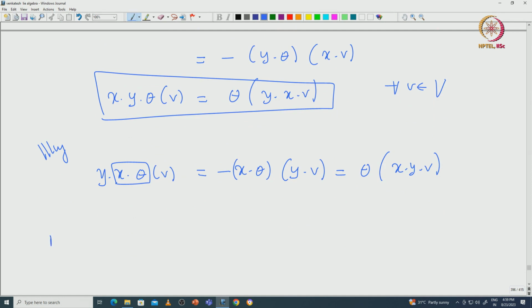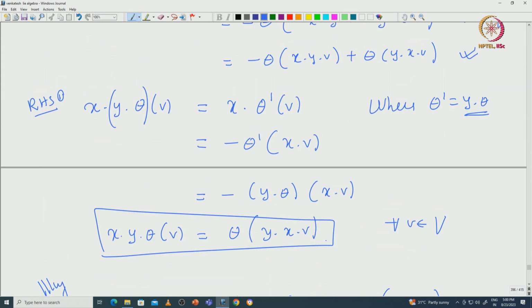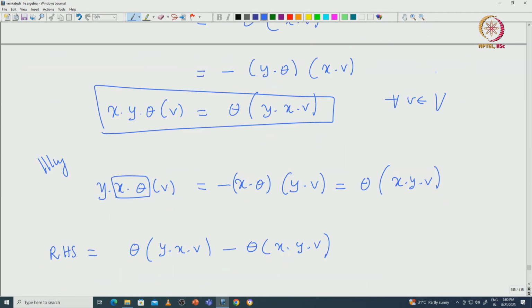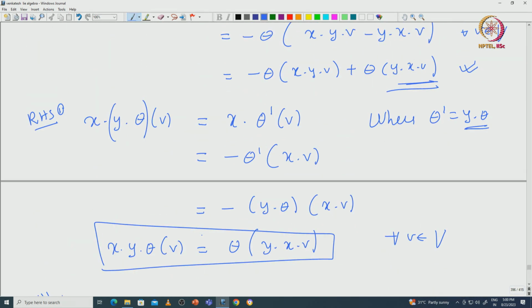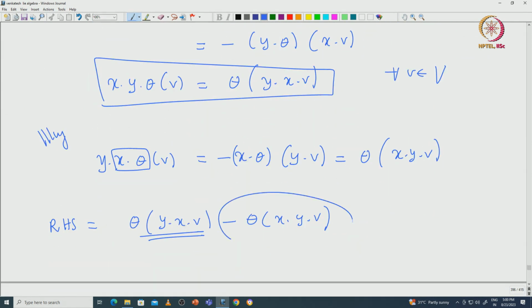So, now what will be on the right hand side? That is the difference of these two, which is theta of y dot x dot v minus theta of x dot y dot v. So, if you go back to the right hand side, that is what we have: theta of y dot x dot v is the first term, and the second term is minus theta x dot y dot v. So, that proves the left hand side is the same as the right hand side.